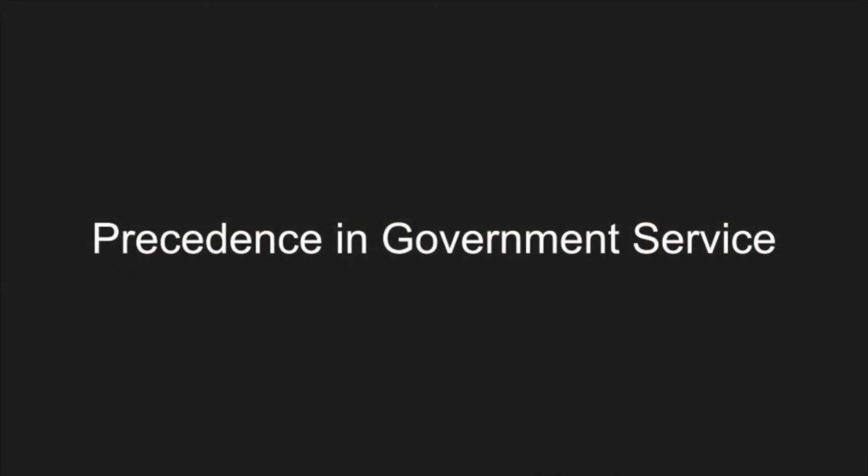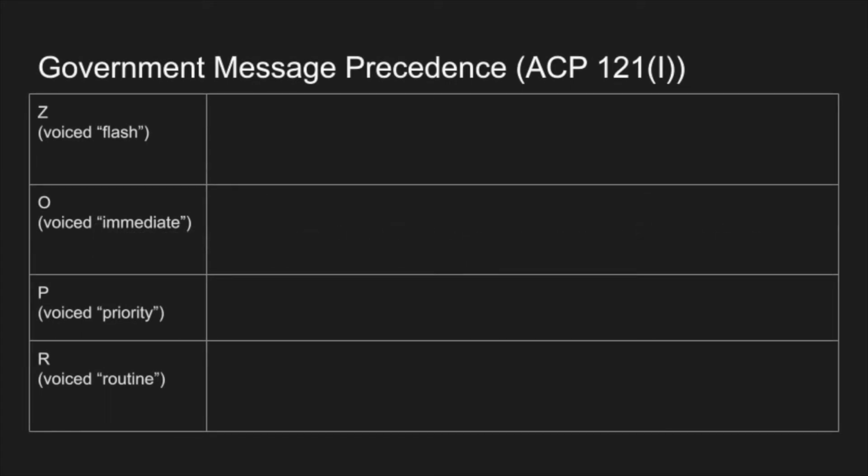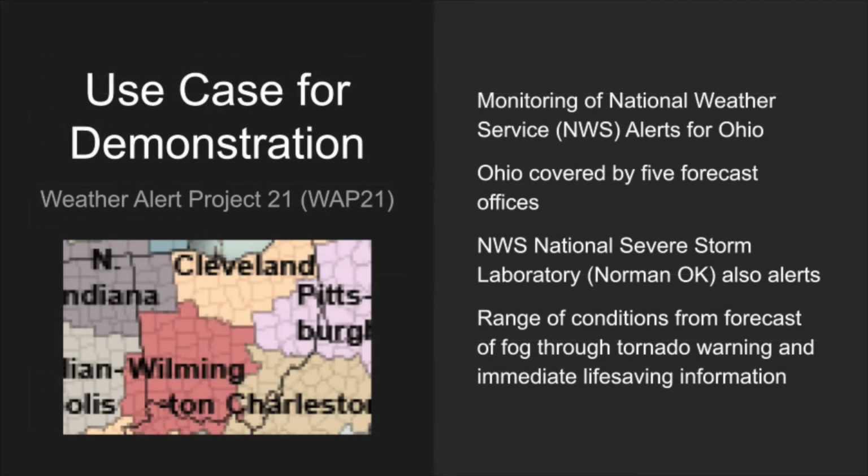That brings us to the matter of precedence in government radio services. Like with amateur procedure, government procedure specifies 4 levels of precedence. The standard for this is the Allied Communications Publication 121, whose most recent revision is India. These are flash, immediate, priority, and routine. Before we show examples of each, we're going to build out a little more from the use case that we introduced earlier with the Weather Alert Project 21.